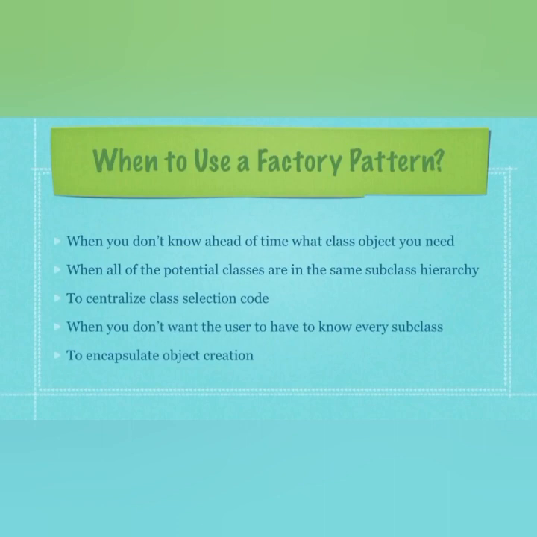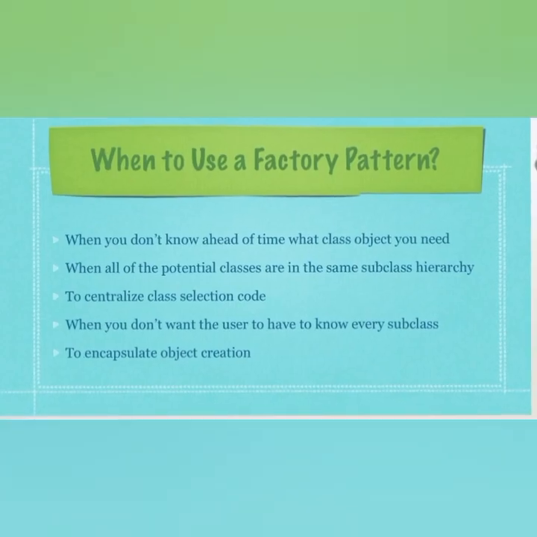So when would you use the factory pattern? When you don't know ahead of time what class object you might need. However, there's a caveat to that. Make sure that all the potential classes are of the same subclass hierarchy, which means somewhere up the list they all have the same superclass. You would also use a factory pattern to centralize class selection code when you don't want the user to have to know every single potential subclass. And of course, like always, to encapsulate object creation, which is always great.